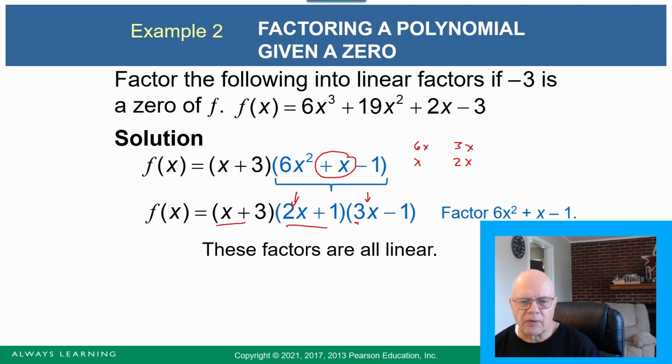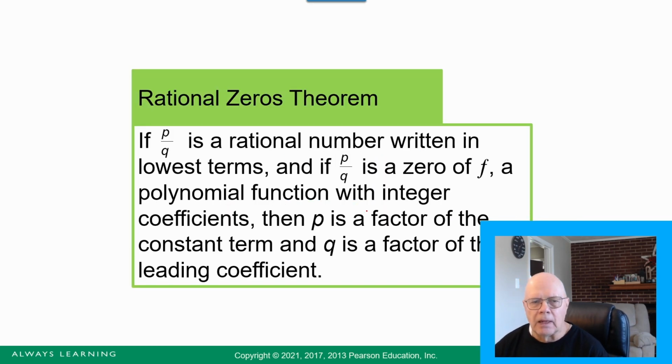Those factors are all linear, because they have x to the 1, x to the 1, x to the 1. That makes them linear factors. Now we get to something interesting.